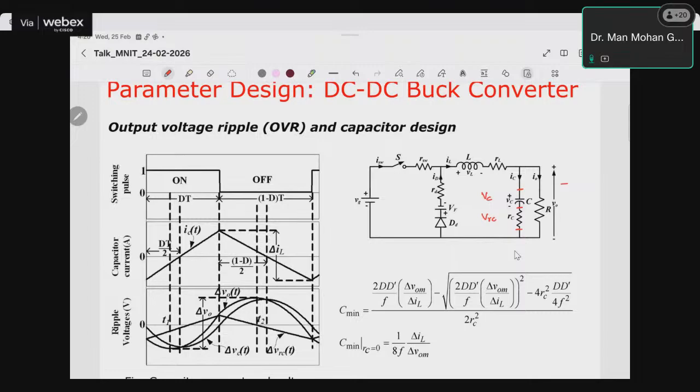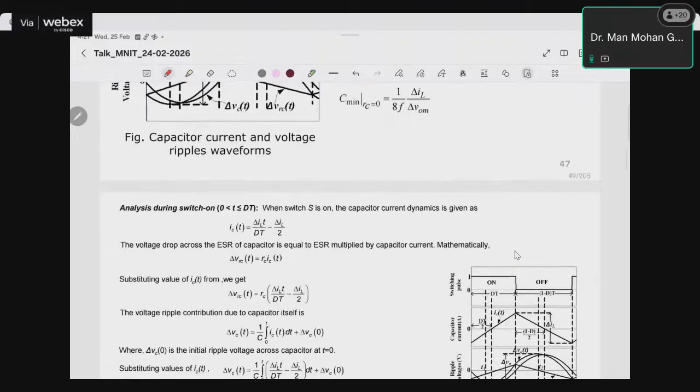So the output ripple will also be the sum of these two ripples, right? Output voltage ripple will also be the sum of these two ripples, so that we want to calculate, right? Now, what is this VRC? VRC is nothing but the current flowing in this into RC, and VC is nothing but the voltage across this capacitor. So based upon that, we will do this analysis.